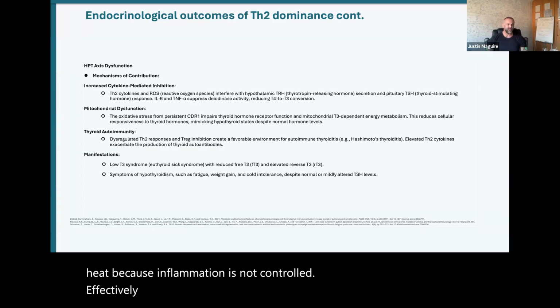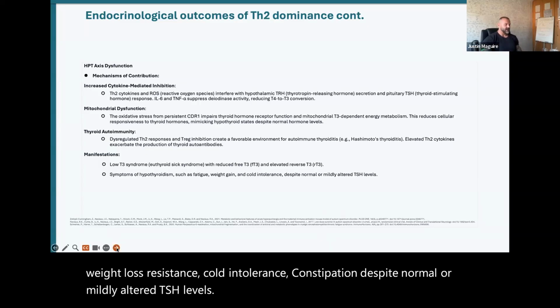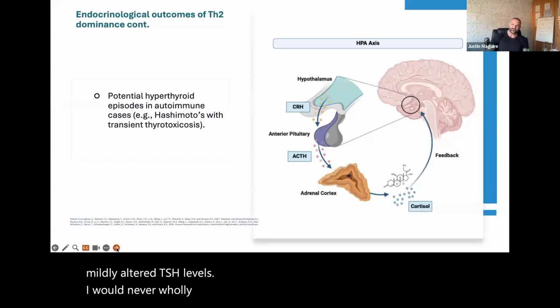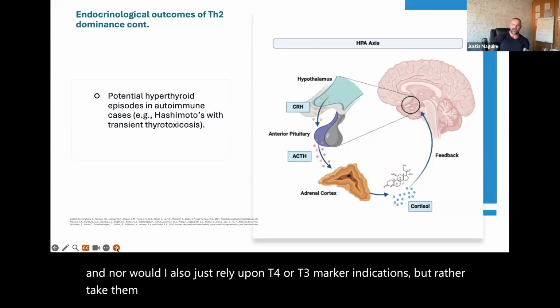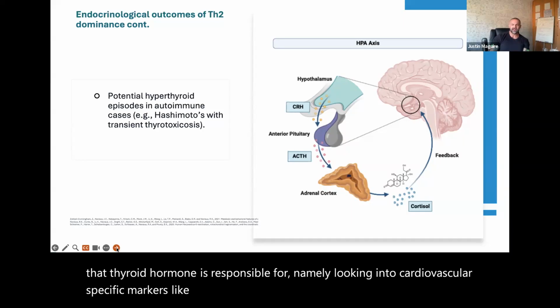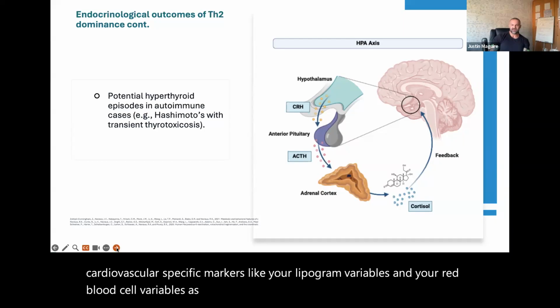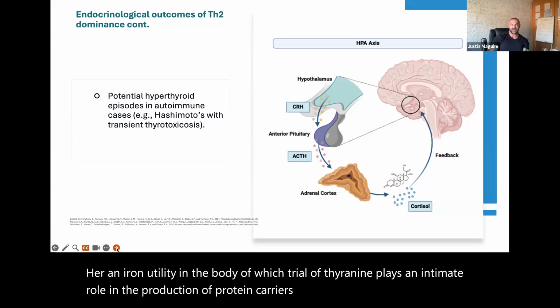Symptoms of hypothyroidism, such as fatigue, weight gain, weight loss resistance, cold intolerance, and constipation, despite normal or mildly altered TSH levels. I would never wholly rely on TSH as a means to determine thyroid activity, and nor would I just rely upon T4 or T3 marker indications, but rather take them into account and look into the metabolic systems that thyroid hormone is responsible for, namely cardiovascular-specific markers like your lipogram variables and your red blood cell variables, as well as copper and iron utility in the body, of which triiodothyronine plays an intimate role in the production of protein carriers to support their transport effectively throughout different regions of the body.